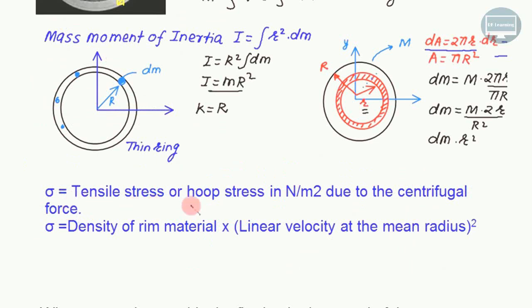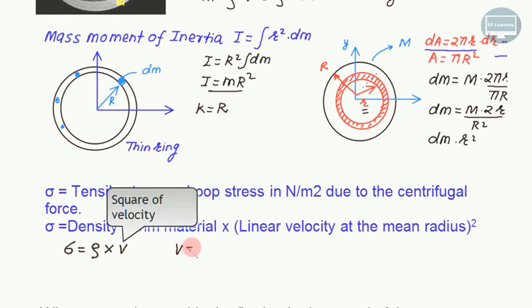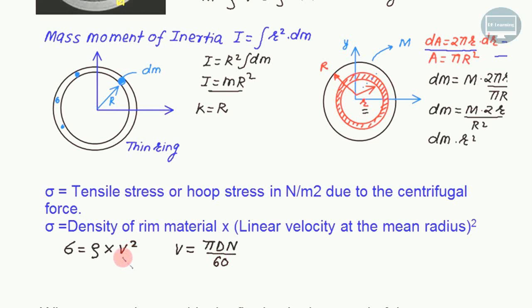Sigma equals tensile stress or hoop stress in Newton per meter square due to centrifugal force. Now this flywheel is continuously rotating, so it is going to produce centrifugal force. In that case, we have hoop stress produced, which is normally given as sigma equals density of material, that is rho, multiplied by linear velocity. Linear velocity is v, and you can find linear velocity using pi D N by 60. That is called linear velocity. This one is velocity square. Rho v square is sigma. Sigma is called the hoop stress.